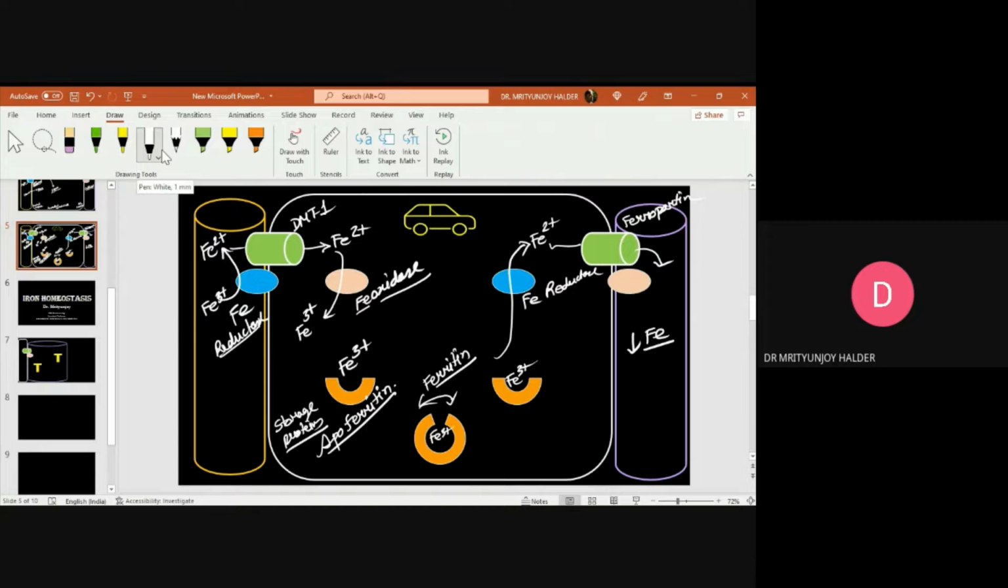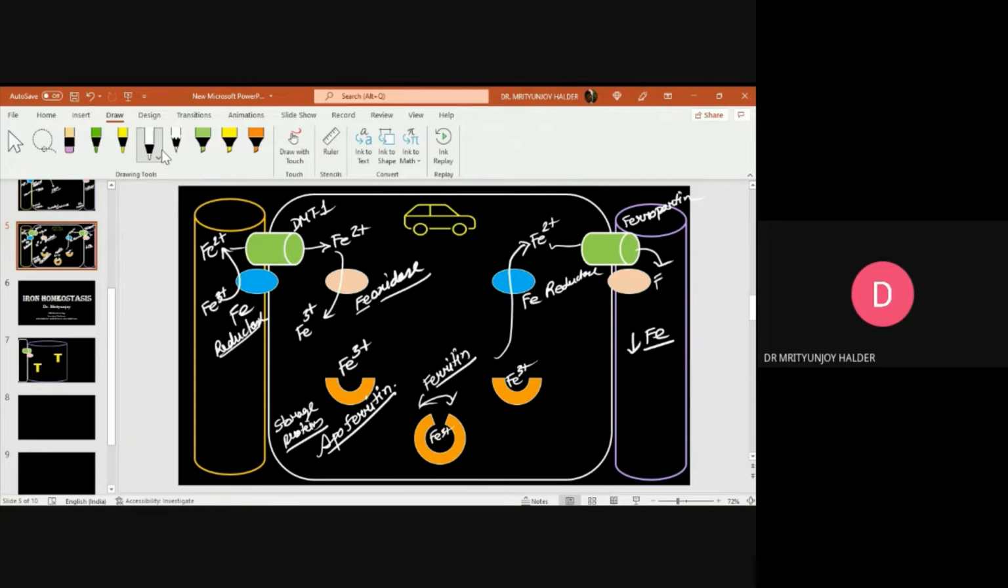So both DMT1, that means the divalent metal transporter 1, as well as ferroportin, are very selective. Both allow only the ferrous form. So this is a kind of facilitated diffusion, and it's very selective. With the help of this facilitated diffusion, only the ferrous form can pass from one side of the membrane to the other side.